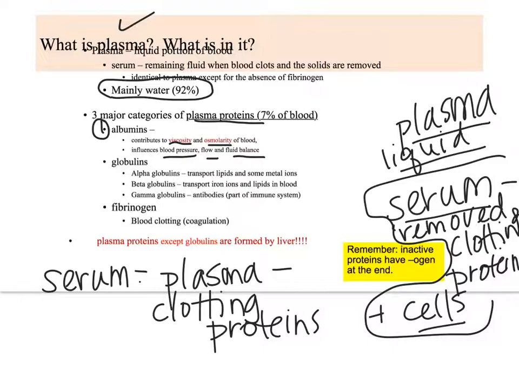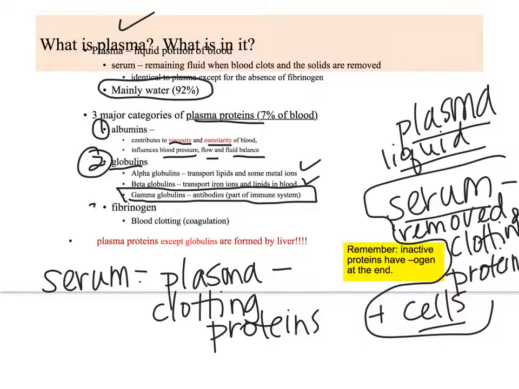Now globulins are another kind of plasma protein, and there are 3 kinds of them. There are alpha globulins, which transport lipids and metal ions. There are beta globulins, which transport iron and lipids. And then the big one that we're more worried about are gamma globulins. Gamma globulins are actually antibodies, which are part of your immune system and help protect you from pathogens.